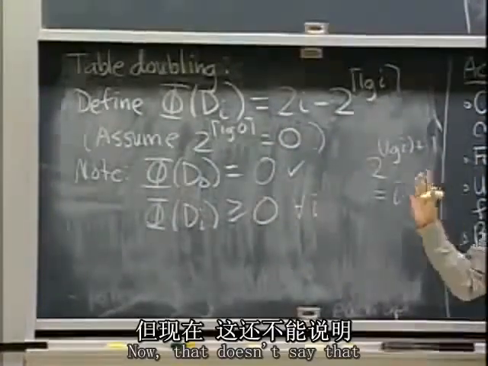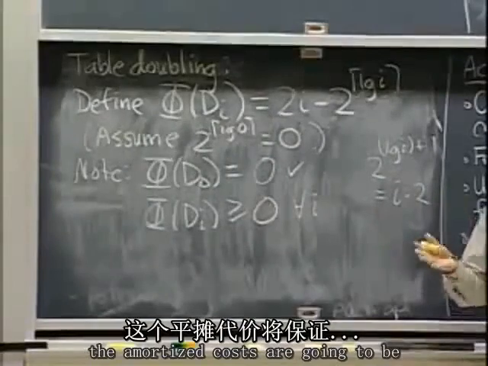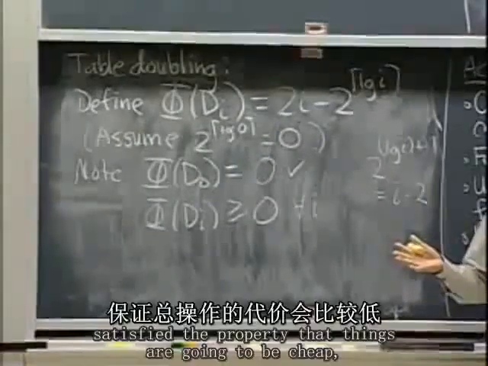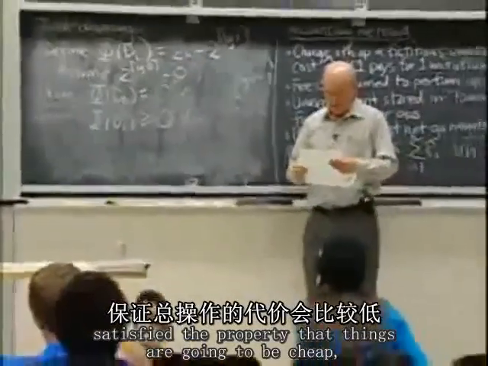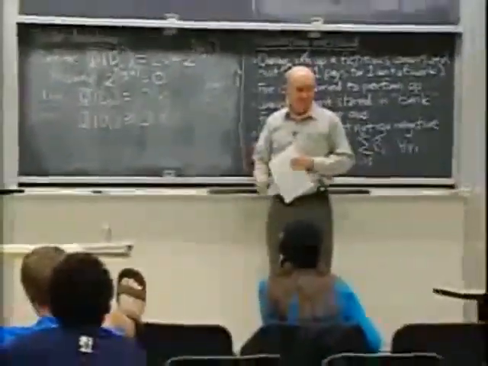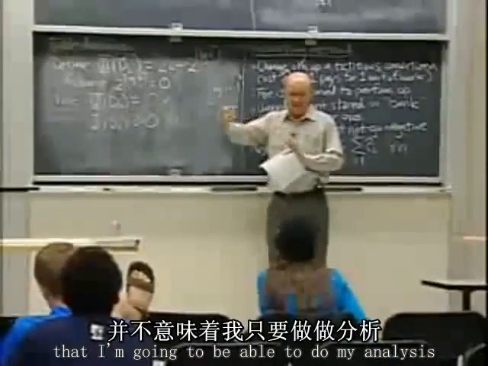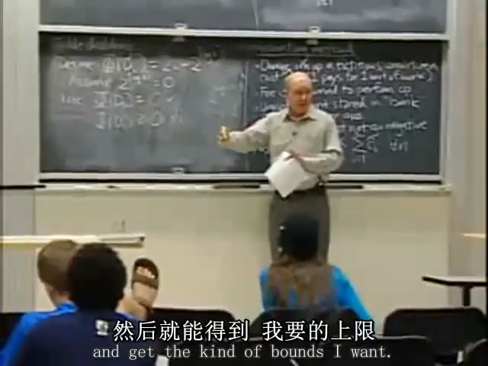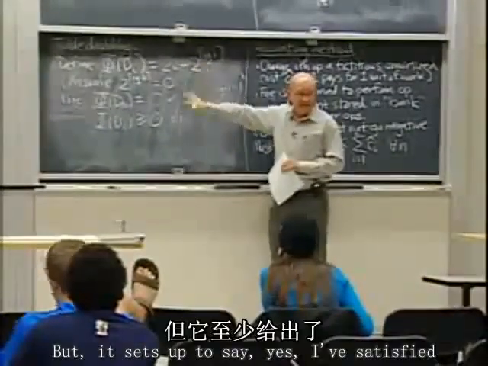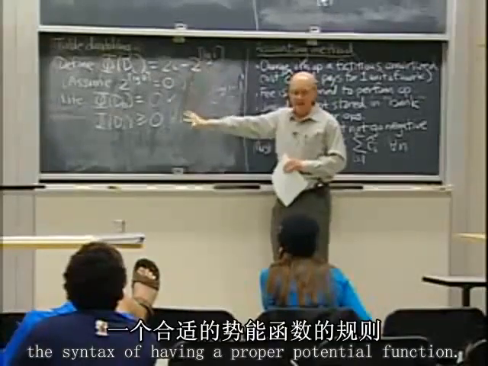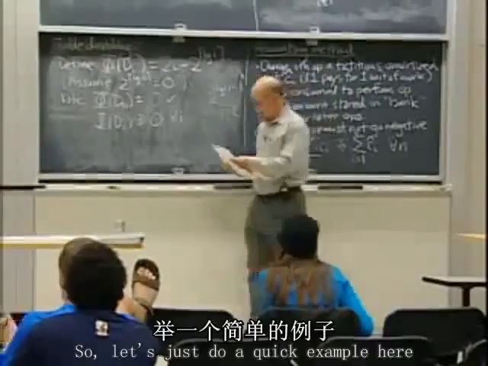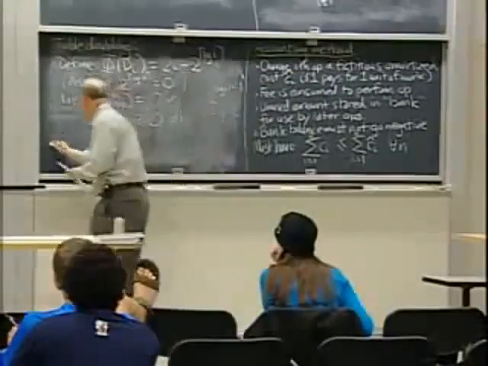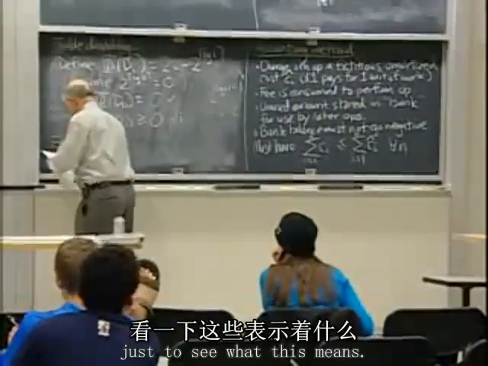Now, that doesn't say that the amortized costs are going to satisfy the property that things are going to be cheap, that I'm going to be able to do my analysis and get the kind of bounds I want. But it sets it up to say, yes, I've satisfied the syntax of having a proper potential function. So let's just do a quick example here, just to see what this means.